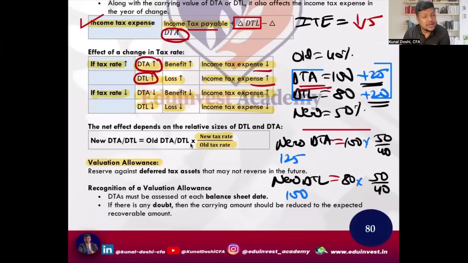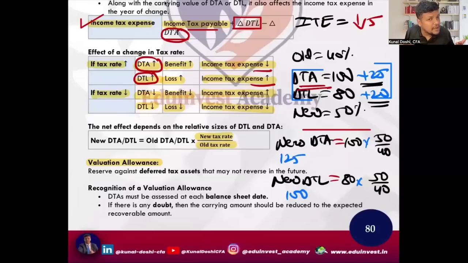Here, with respect to DTA, what is your expectation about DTA? Your expectation is that in the future, when the time comes to pay more taxes, I'll get the benefit and I'll pay less taxes. Correct? Right? This is called reversal of DTA. What is reversal of DTA? You'll get the benefit in the future year. So when you'll have to pay taxes, past circumstances will give you the benefit that you will have to pay less taxes.